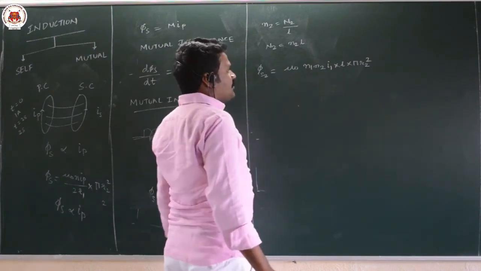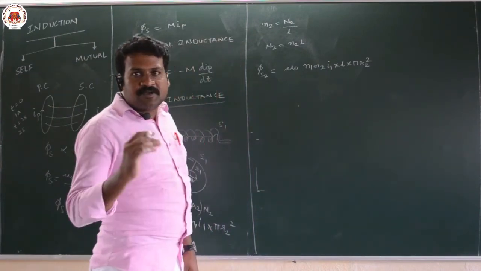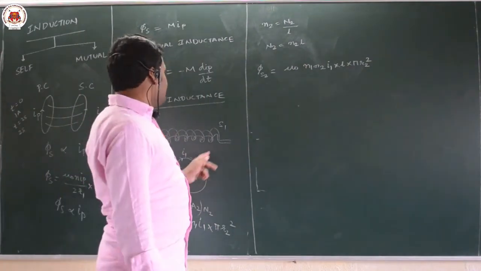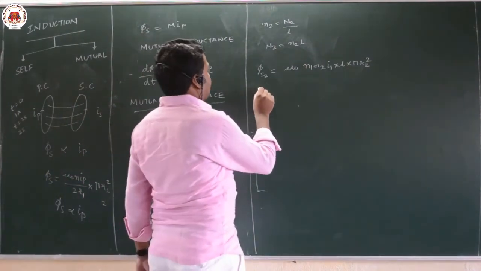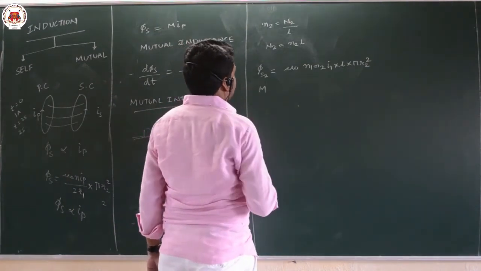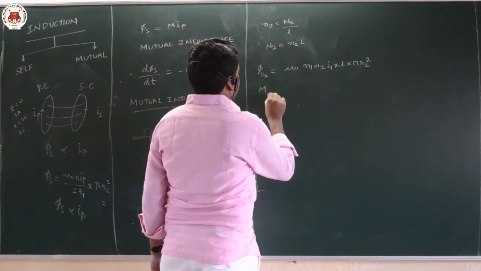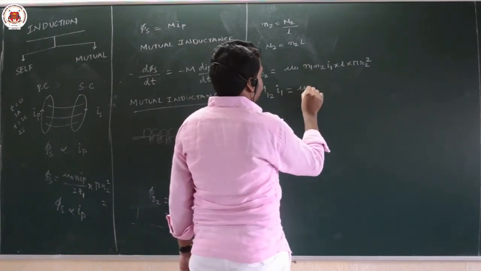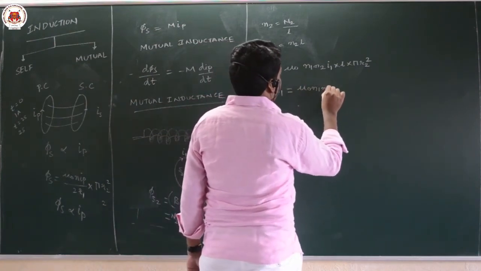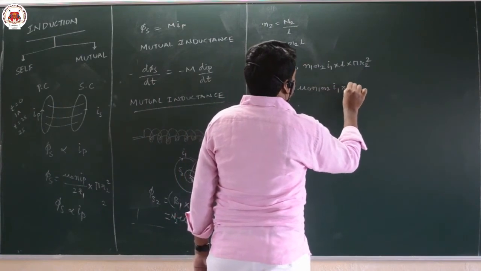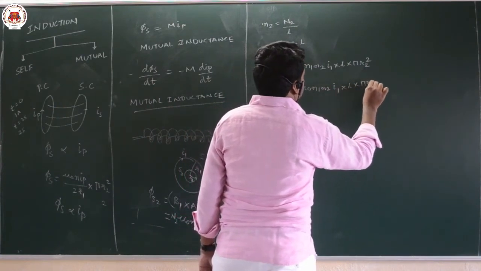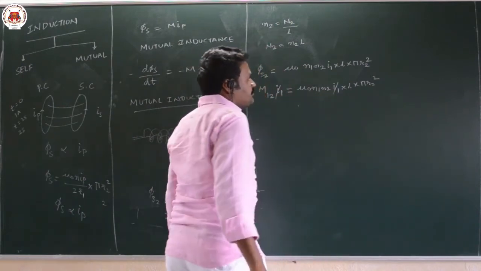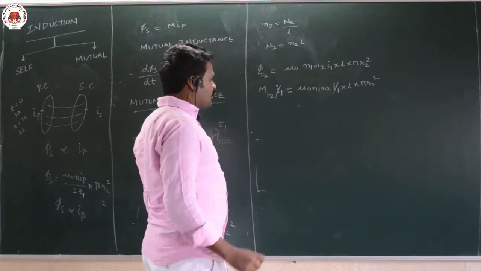This according to our definition, I can write as flux is equal to mutual inductance into current in the primary. Here primary is S1. Therefore, I can write mutual inductance into I1 is equal to mu naught N1 N2 into I1 into L into pi R2 square. I1 will get cancelled. This is mutual inductance M12.